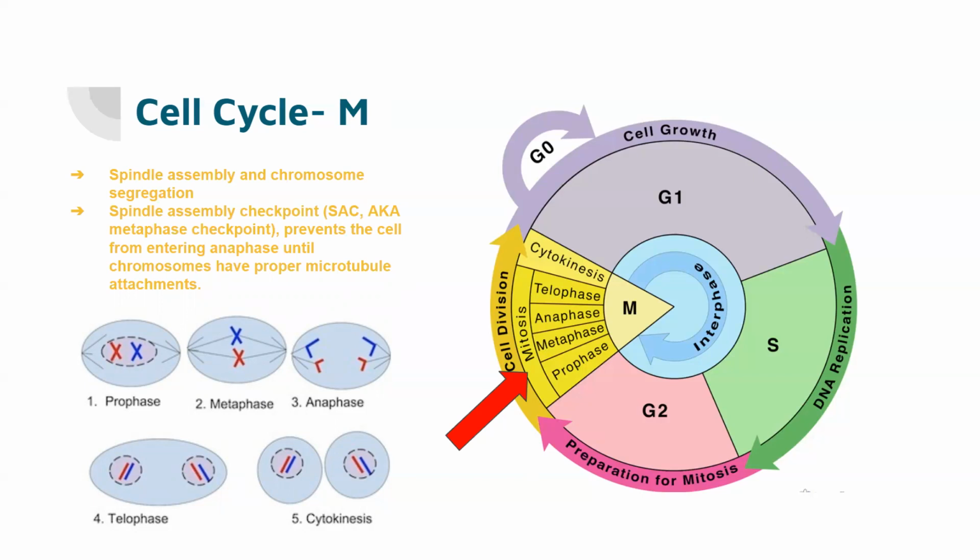But what we really want to focus on, especially for the later units, is spindle assembly and chromosome segregation. So our spindles are the microtubules that we were talking about during topic 6. Basically, our microtubules are going to form out from our organizing complex, and they're going to reach out and grab the kinetochore of our sister chromatids.